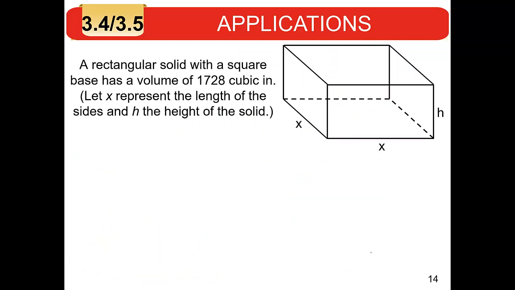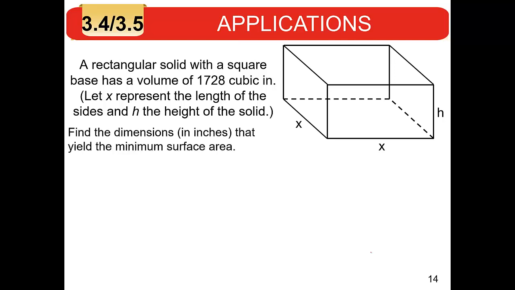How about this? A rectangular solid with a square base. So this time we know the base is square. It was actually square in the last problem too. It doesn't have to be, but these problems have both said we have square bases. It has a volume of 1,728 cubic inches. x is the length of the sides and h is the height, so I've labeled it that way. Question is, find the dimensions in inches that yield the maximum surface area.